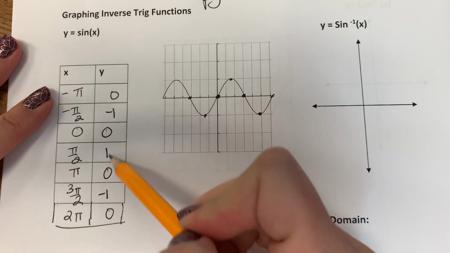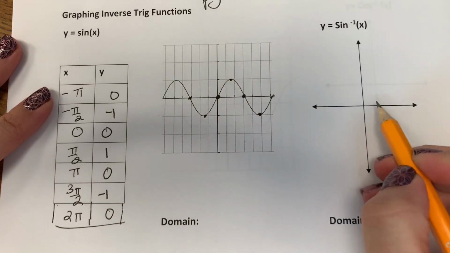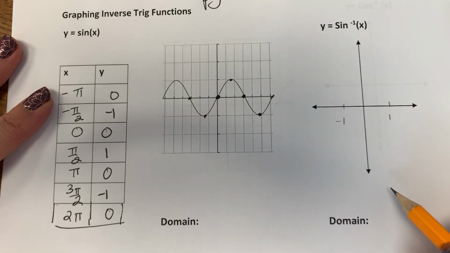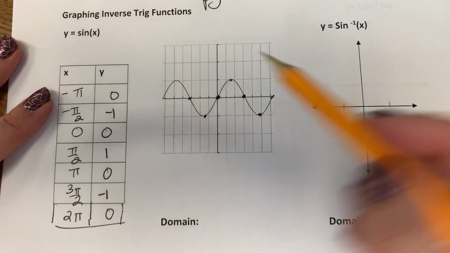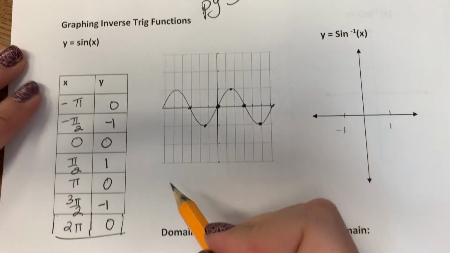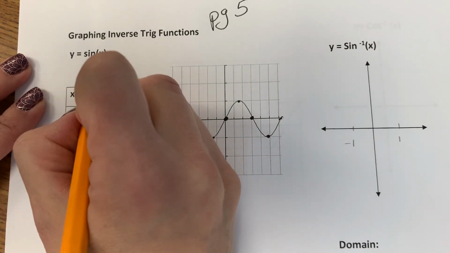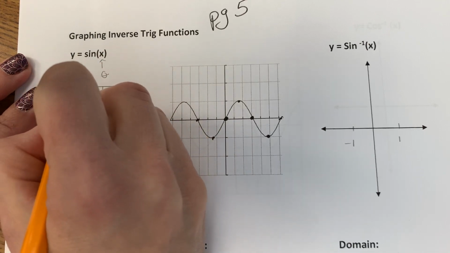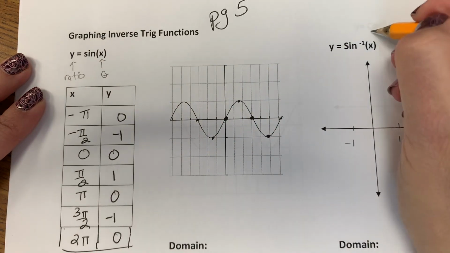So my y values become the x values. So here's 1 and negative 1. And my angle measurements become the output of the y values. Remember I showed you that tangent example where x is the angle and y is the ratio? Well, now it's going to switch.